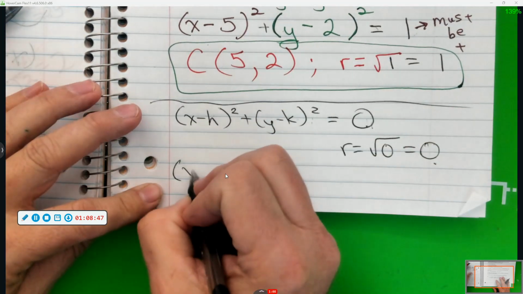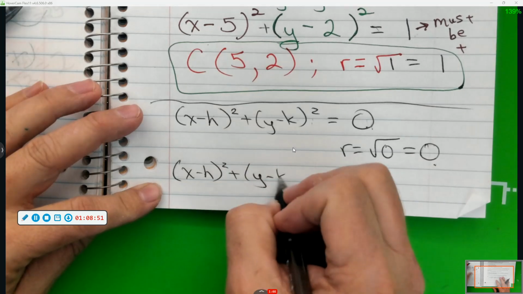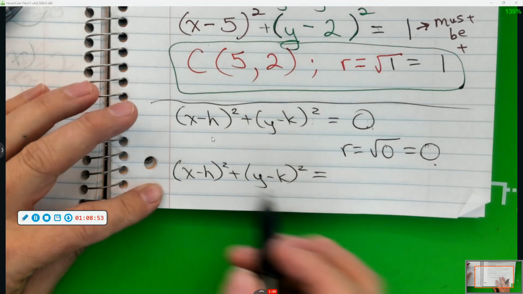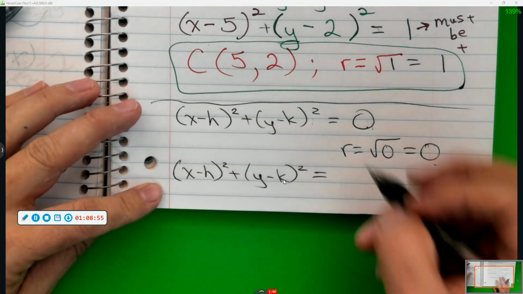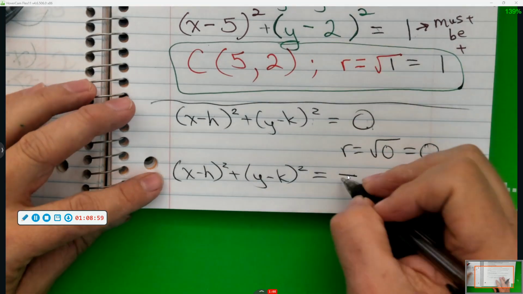Okay. What about, you get the center radius form on the left side, and you get a negative number on the right side. Write out the word negative. Okay, you're right. Negative.